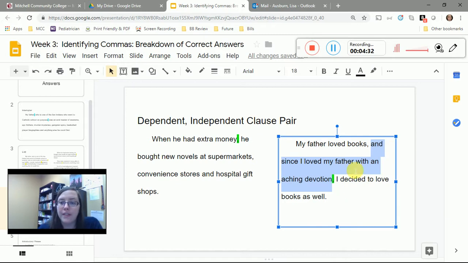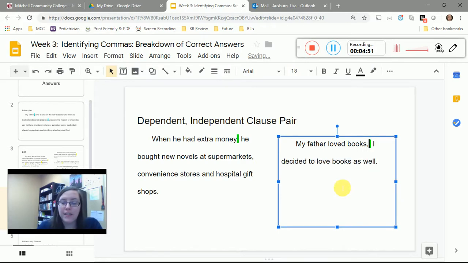A lot of you identified both of these commas to be the commas surrounding an interrupter. So let's take that rule or that test that I was just talking about and identify how this can't be an interrupter because it doesn't meet the requirements of that test. So if I took this out, we would say, my father loved books, and then we would have, I decided to love books as well.